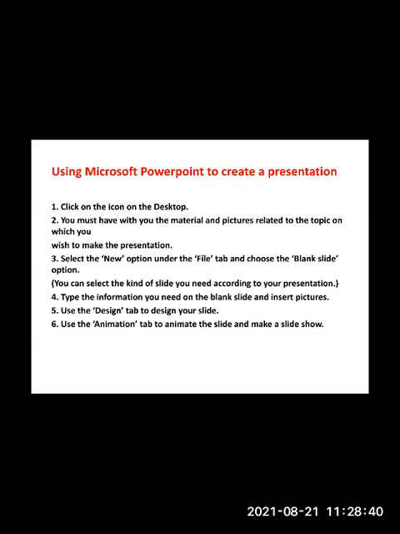Okay, in the third step, what we have to do, how to start it? Write that process, how to start it. Yes, correct. File tab, in that new button, option new. Click on that and choose which slide? Blank slide. Very good, Rishi, Rajesh. Correct answer. That means select the new option under the file tab and choose the blank slide option.